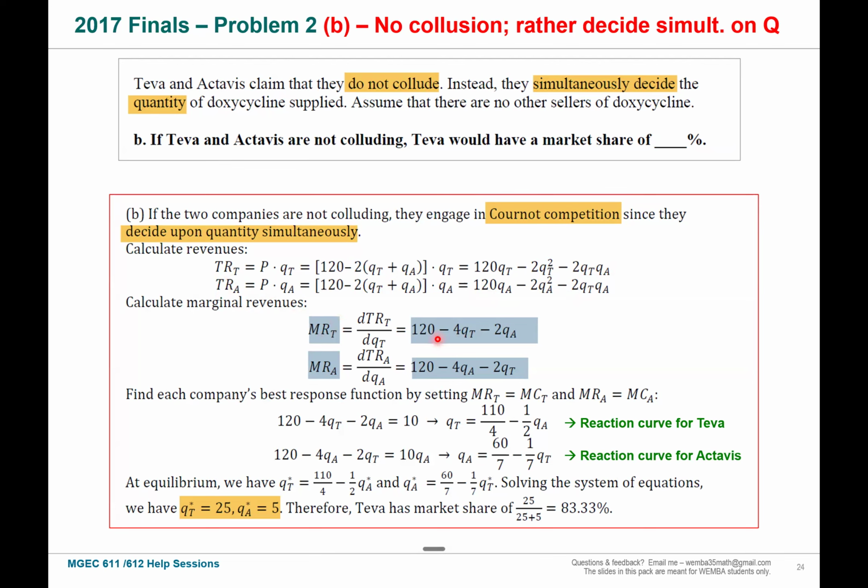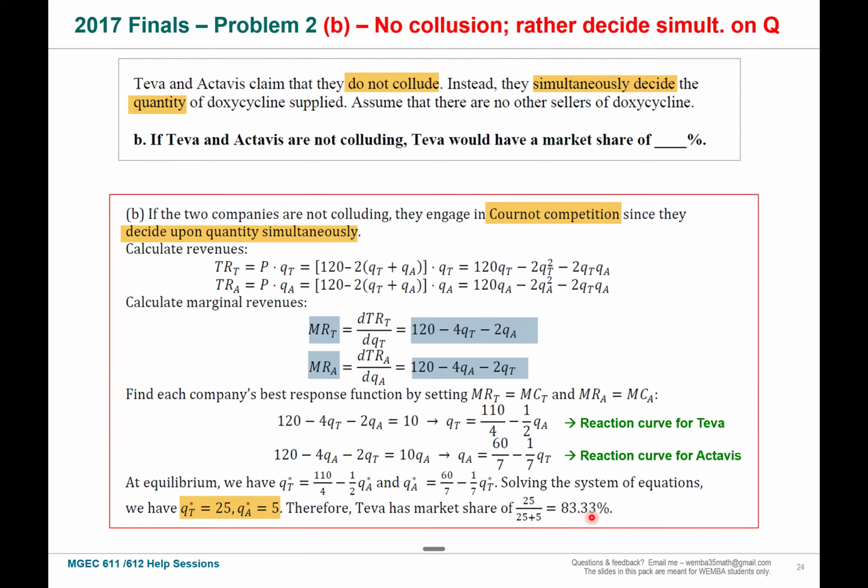So MRT is this, MRA is this. Set them equal to MC to get the reaction curve of firm 1 and the reaction curve for firm 2, then solve for QA and QT. You get the numbers, and then the market share is really QT over the total. In this case, they wanted the market share for Teva as QT divided by QT plus QA. So 83.33%. If they were to compete in a Cournot world, Teva would have almost 83% of the market share.